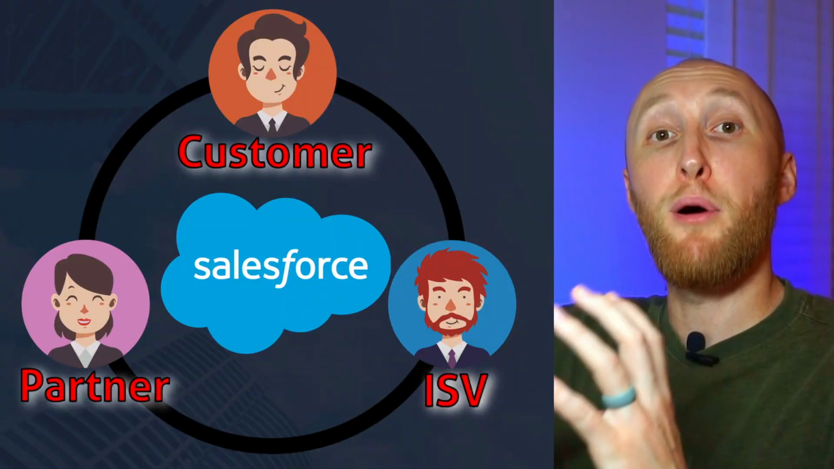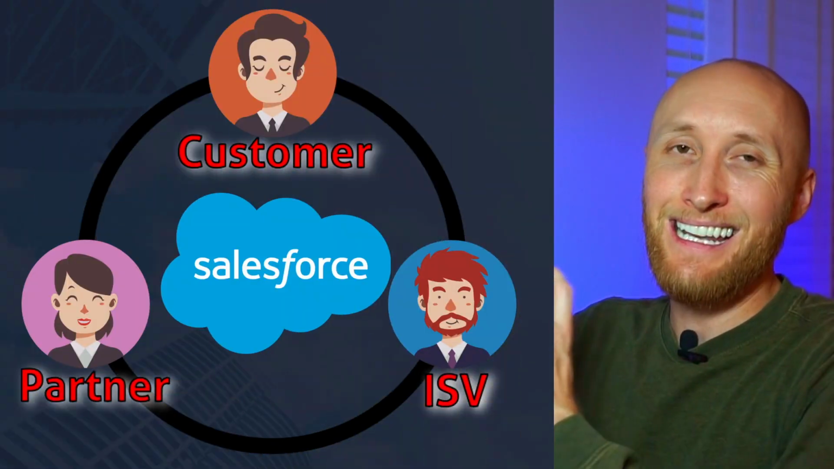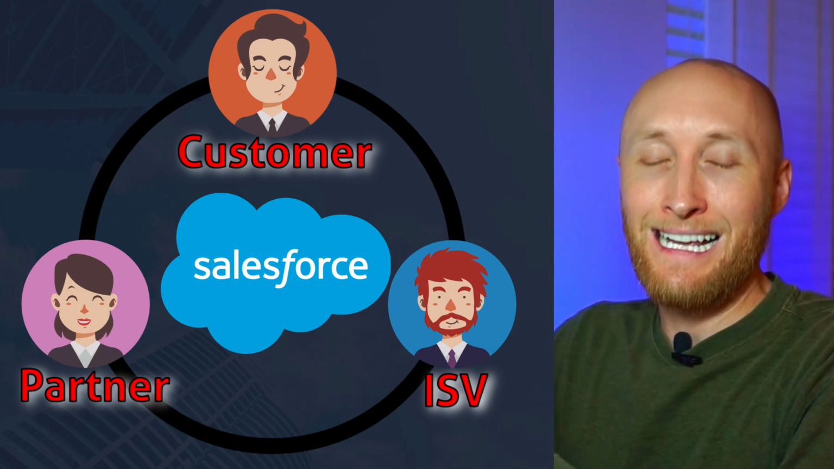Now I'm going to take a very high-level approach and just really drop this into 3 different buckets. We're going to have customers, we're going to have partners, and we're going to have independent software vendors or ISVs.